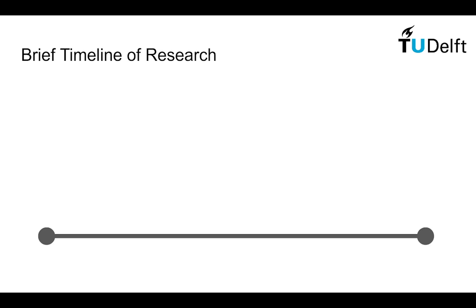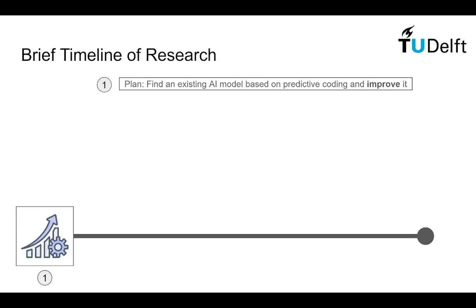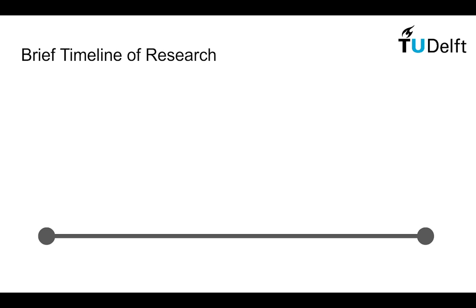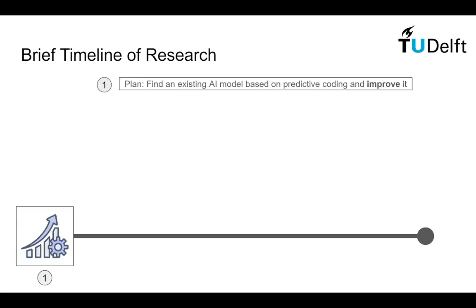As a brief timeline of the research I performed, I just completed my literature review and identified predictive coding as the answer for how humans learn the structure of the world. So my initial plan was to find an existing AI model based on predictive coding and to improve it.